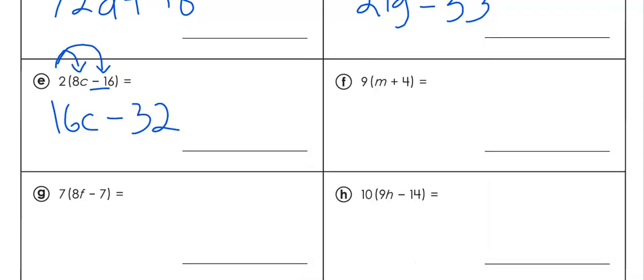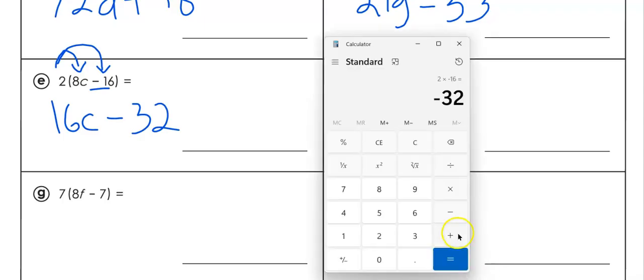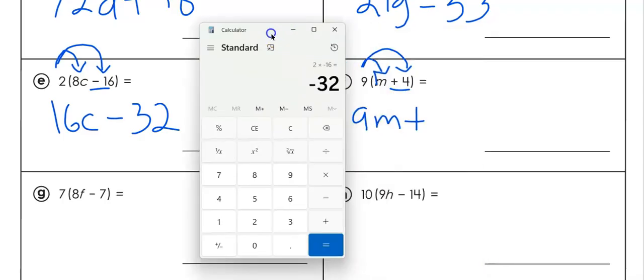All right, let's do one more. Now with this one, you see the M here? We're going to put a 1 there. And do distributive. 9 times 1 is 9m. And this is a positive 4. 9 times 4 is 36.